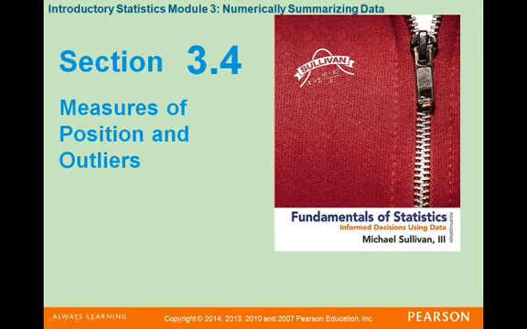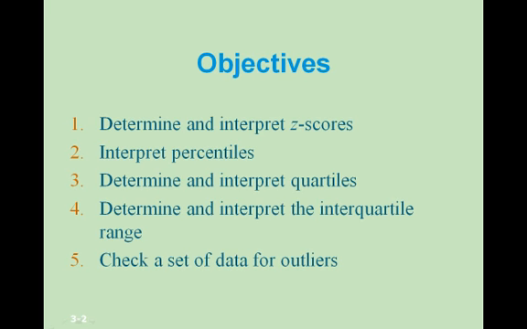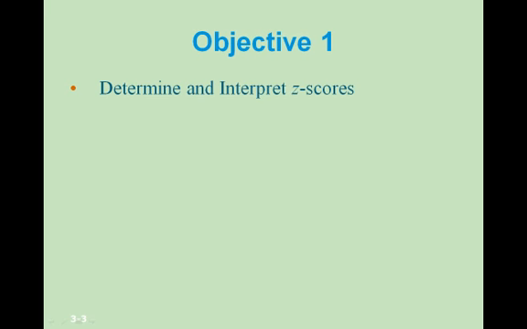Section 3.4 Measures of Position and Outliers. In this section, we'll look at these 5 objectives. Objective 1, determine and interpret z-scores.